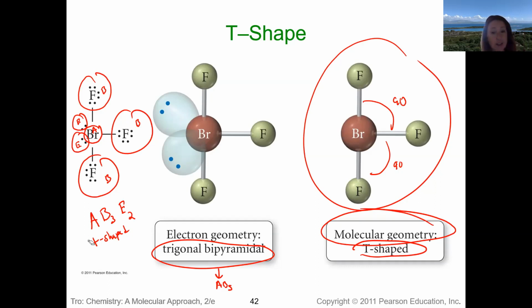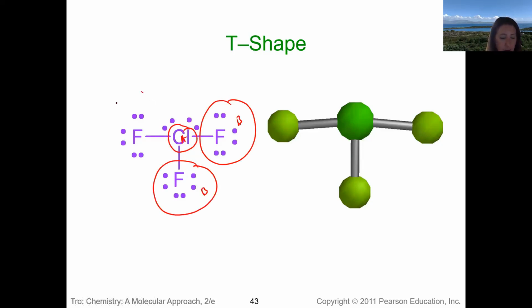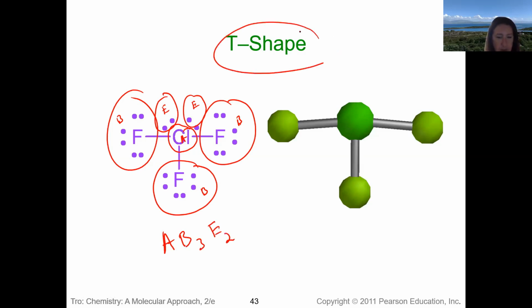And I know right now it's just a lot of, whoa, how am I going to learn all these things? But it gets a little easier once I give you the little handout. So again, here's our A. And the reason I keep doing this with the B's is because this is going to be the way you figure out the shapes in an easier way. E, E, A, B3, E2, T-shaped.